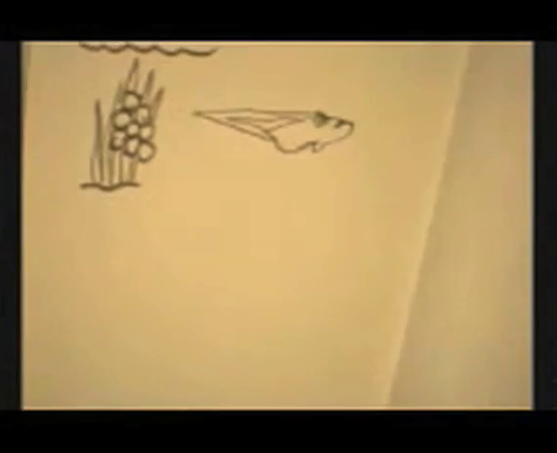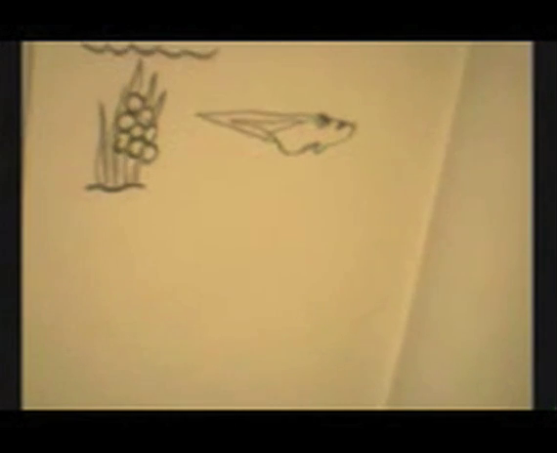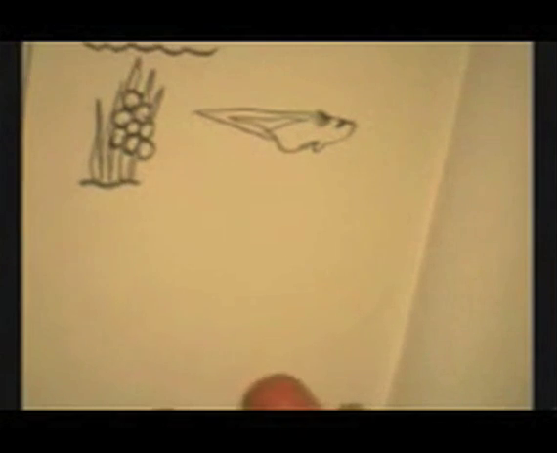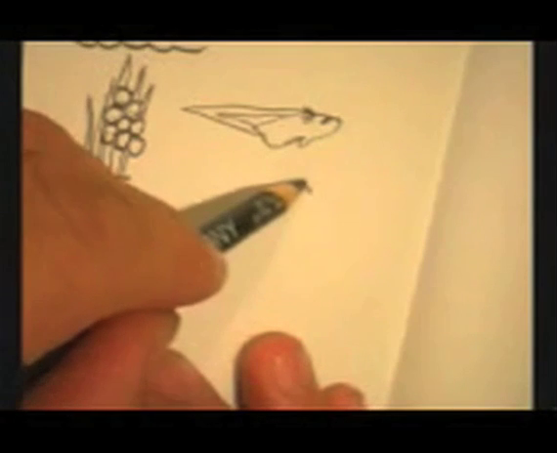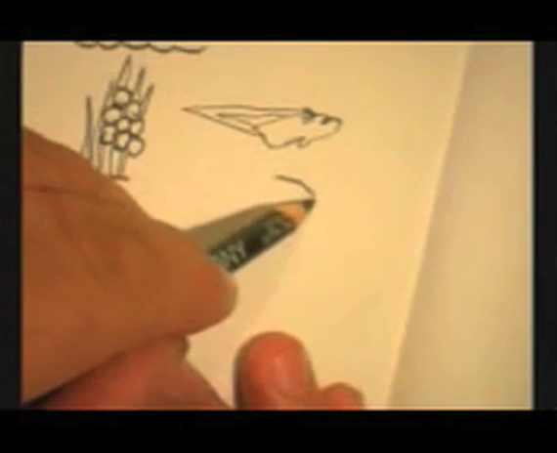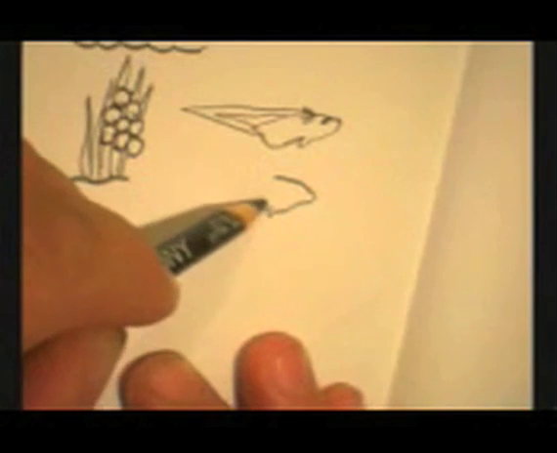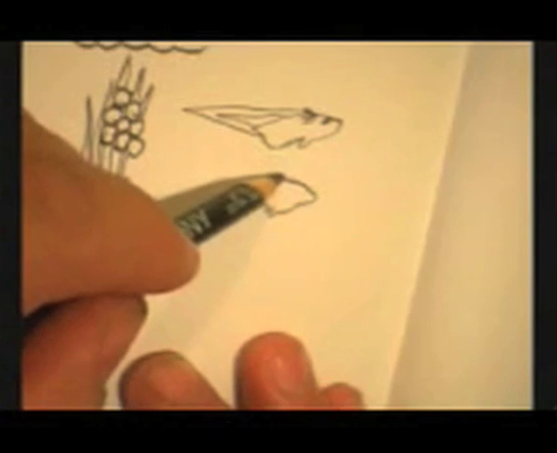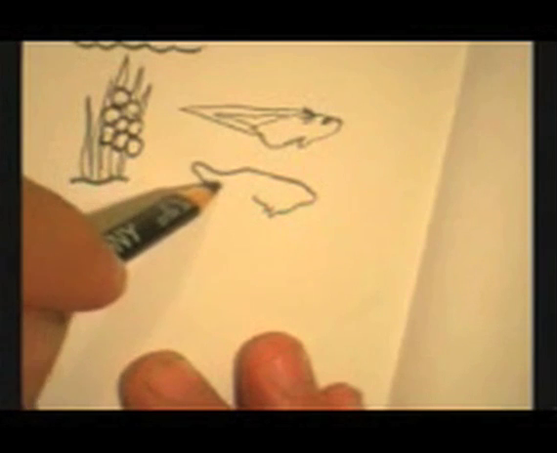Okay, let's make sure we're good and focused here. Pretty good. Okay, now let's look at the next stage. It's starting to get a more defined head shape. It still has these little fins on the side or tail.